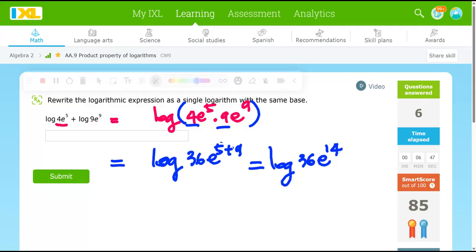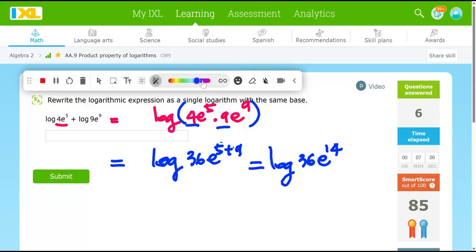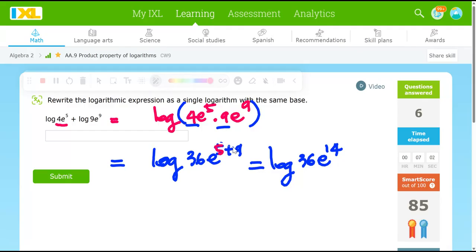That's it. So you need to know how to combine two exponential numbers that have the same base when they multiply together. You should add the power together. In this case, 5 plus 9, which comes out 14.